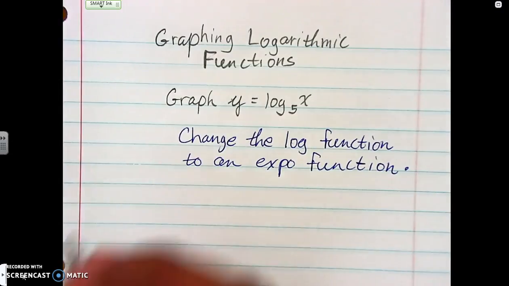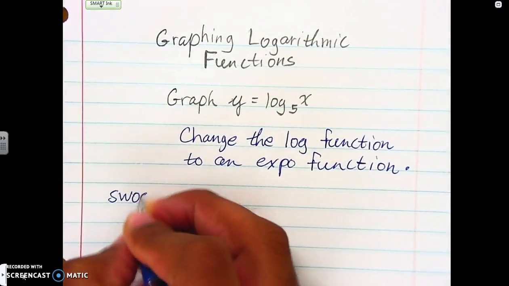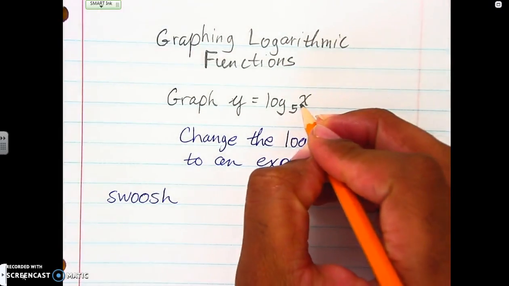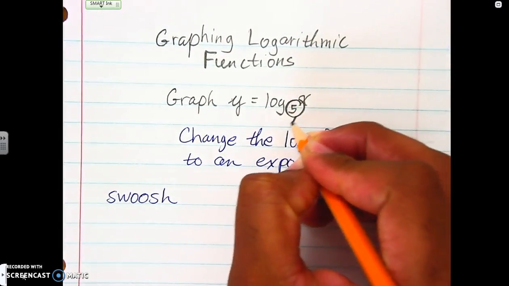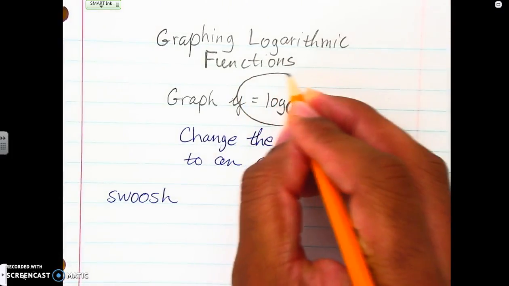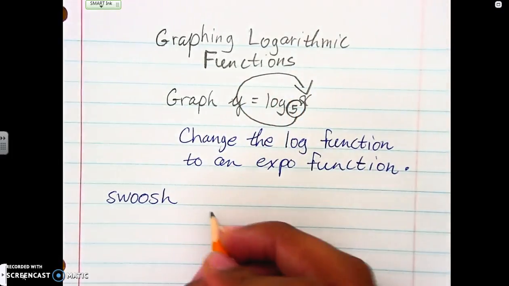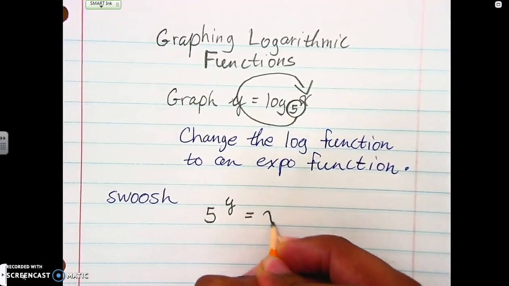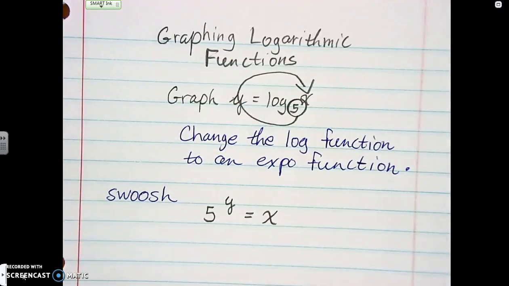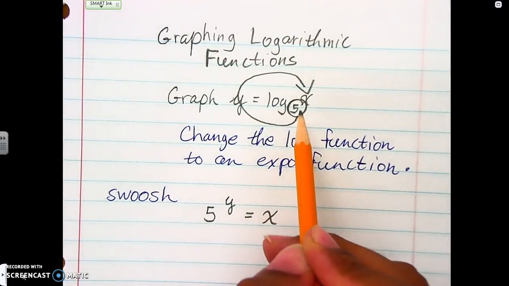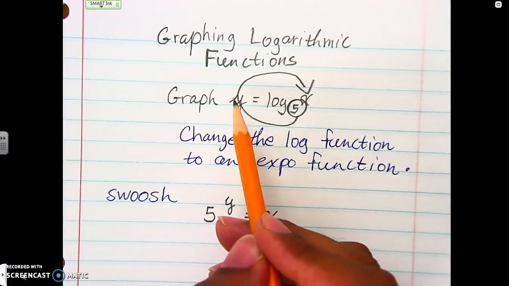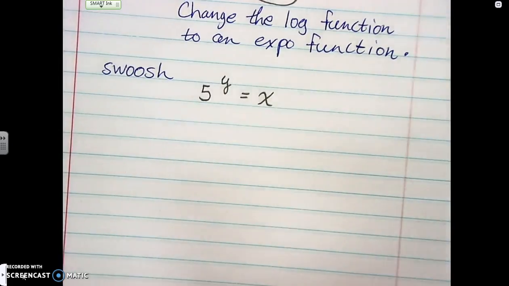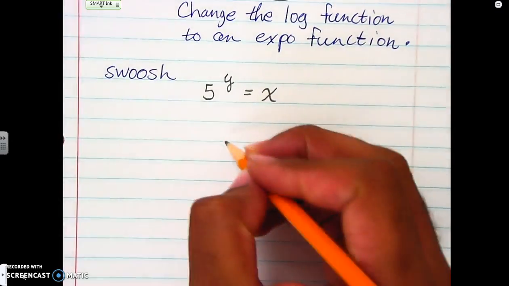So here we're going to do our swoosh. Changing the exponentials to logs, or logs to exponential, sorry. So we're going to start off with our 5, and we're going to take it around town. Bring it around town. So we get 5 to the y power equals x. So we did our swoosh. Start with the base number, take it around, y is next, and then x is what it's equal to. And again, please don't make that too hard. Don't make that harder than it should be.